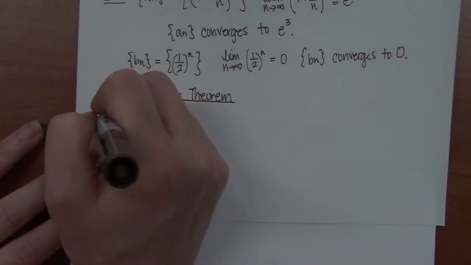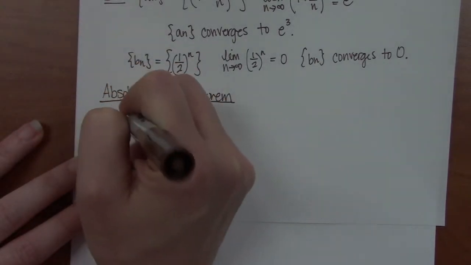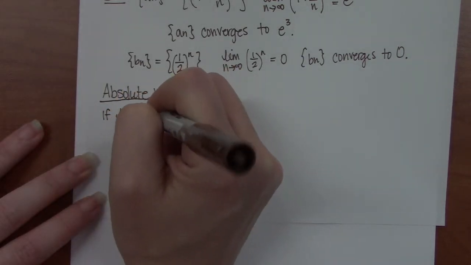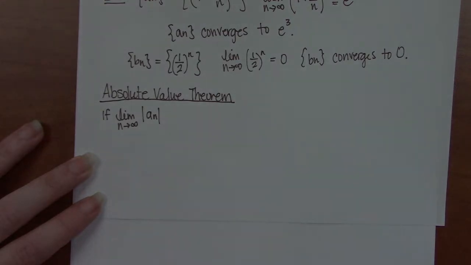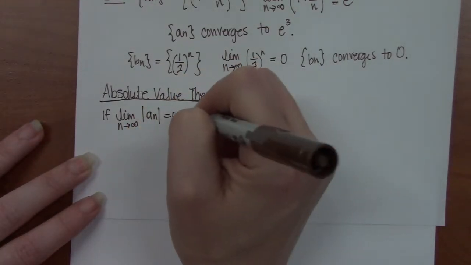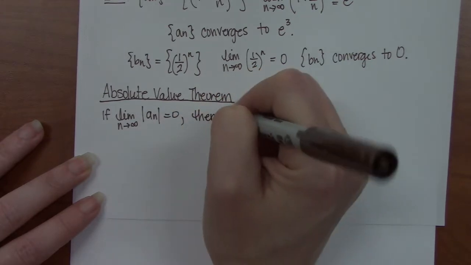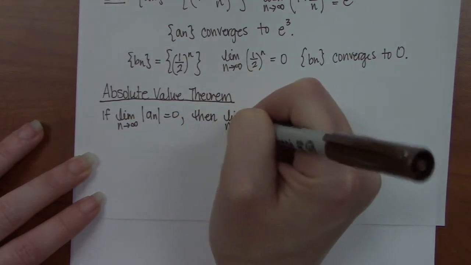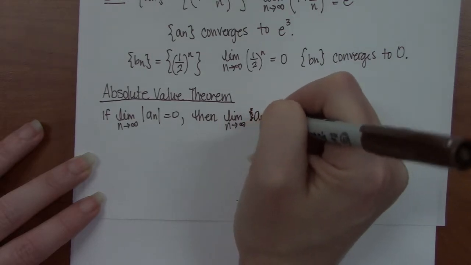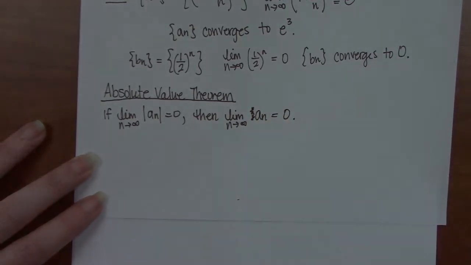If you look at the theorem itself, what we say is, if the limit as n goes to infinity of the absolute value of a sequence equals 0, then we know the limit of the original term, no absolute value anymore, also equals 0.